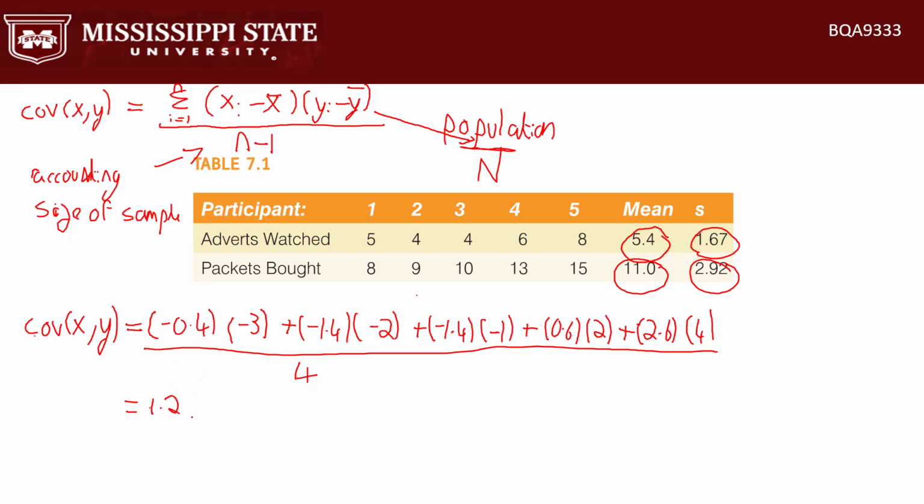So 4 times 0.4 times 3 is 1.2. 2 times 1.4 is 2.8. Plus 1.4 times 1 is 1.4. Again, double minus. Now we get to the positives. 0.6 times 2 is 1.2, and 2.6 times 4, 5.2, 10.4. Divide all again by n minus 1, which is equal to 17 over 4 equals 4.25.